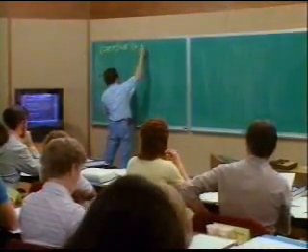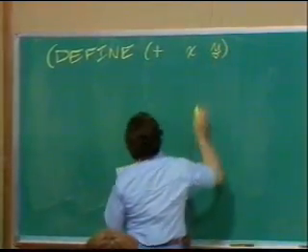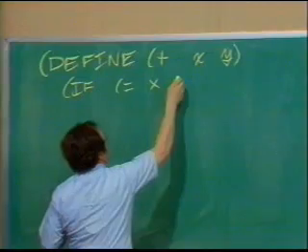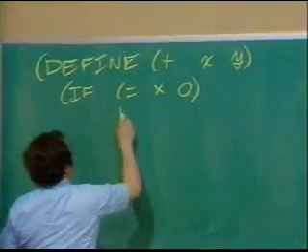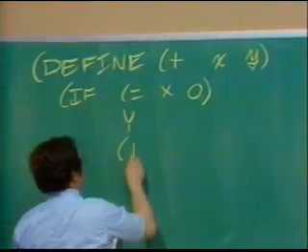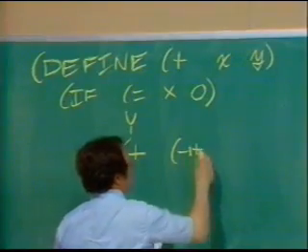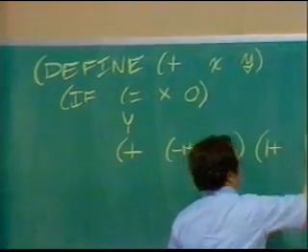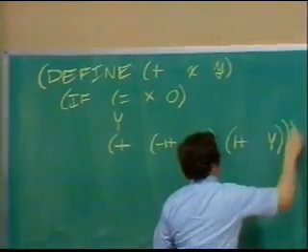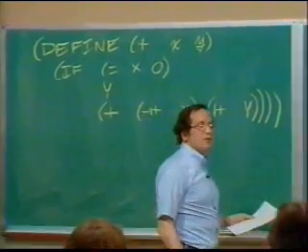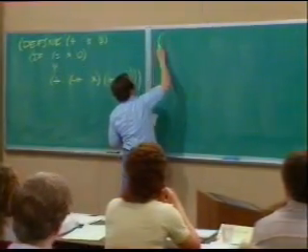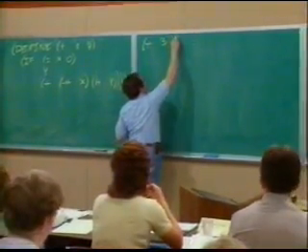The sum of x and y says if x is 0, then the result is y. Otherwise, it's the sum of the decrement of x and the increment of y. Now, supposing we wish to do this addition of 3 and 4, the sum of 3 and 4.